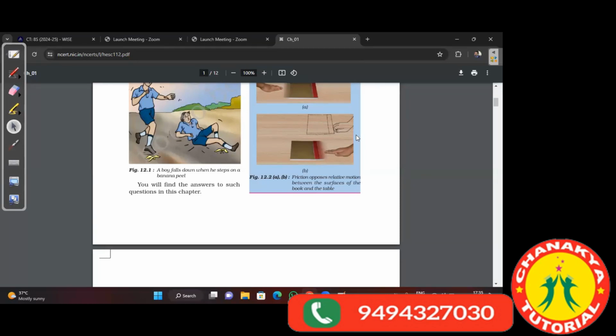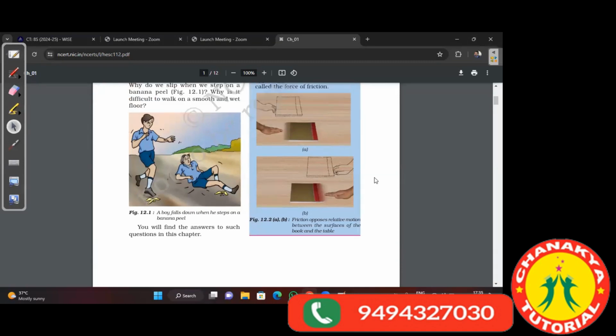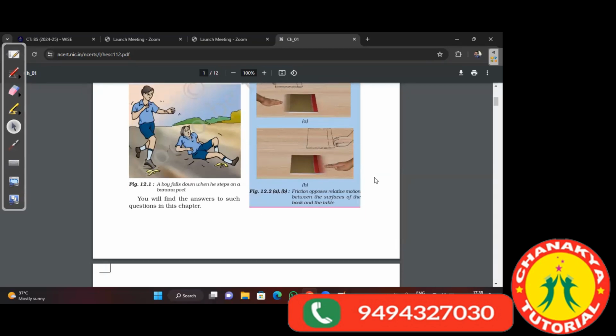It acts in a direction. The direction of friction is opposite to the direction of motion. So the direction in which the object is moving, the frictional force is in the opposite direction. For example, it's observed here in the case of books. When the book is moved towards the right, the force of friction acts towards the left. When the book is moved towards the left, the force of friction acts towards the right.